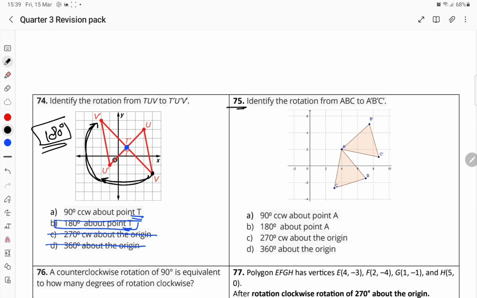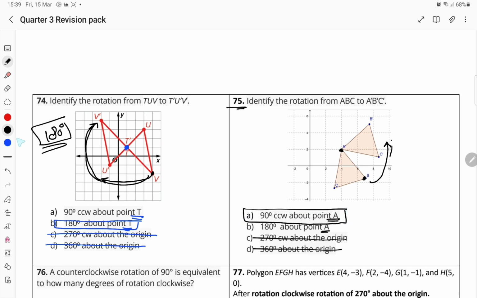75. Identify the rotation from A, B, C to A prime, B prime, C prime. Again, the common point is A, so it is not about the origin. We are rotating about the point A. Again, B moved to the next quadrant. Is this clockwise or counterclockwise? It is opposite to the clock direction, so 90 degrees counterclockwise.